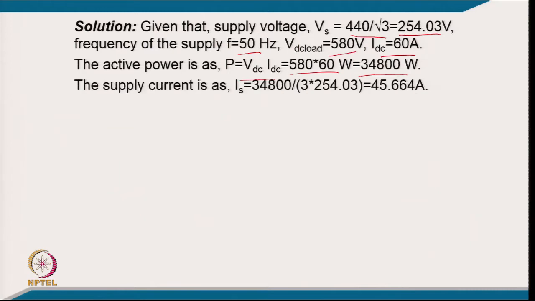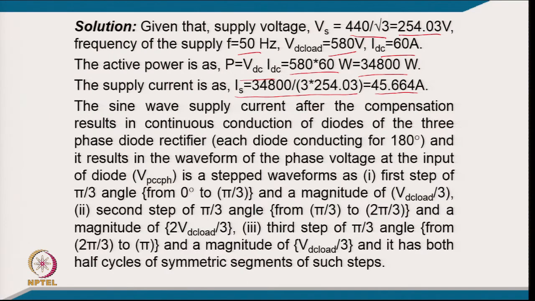The supply current, its RMS value, will be this power of 34,800 watt divided by 3 into 254.03, that is the phase voltage. So, it comes to the RMS current of supply with the sinusoidal waveform, of course, at unity power factor with only active power flow. So, that is 45.664 ampere.